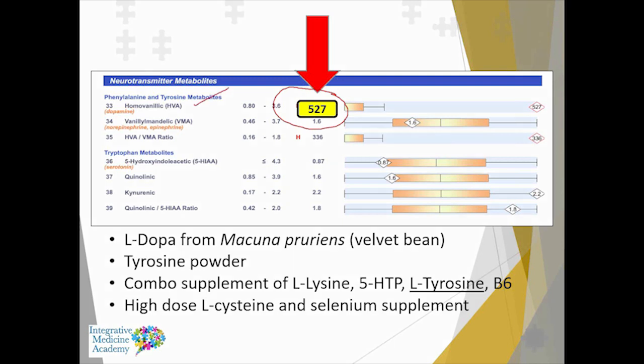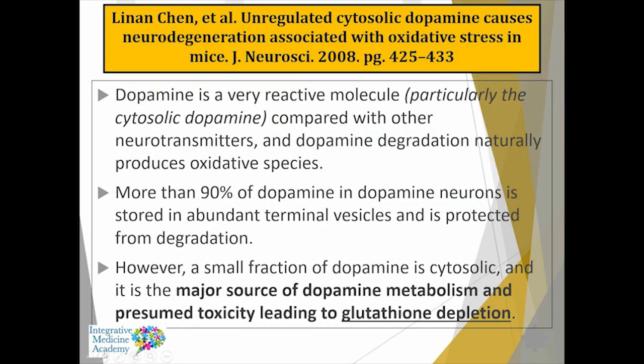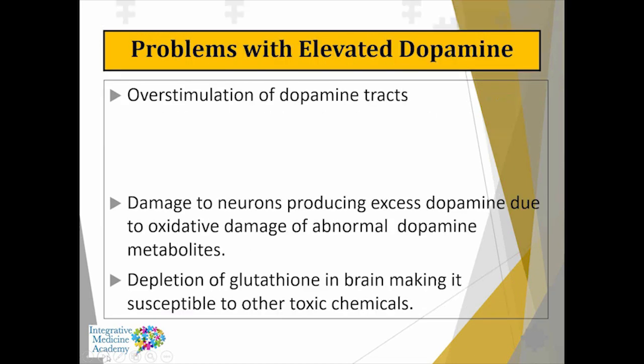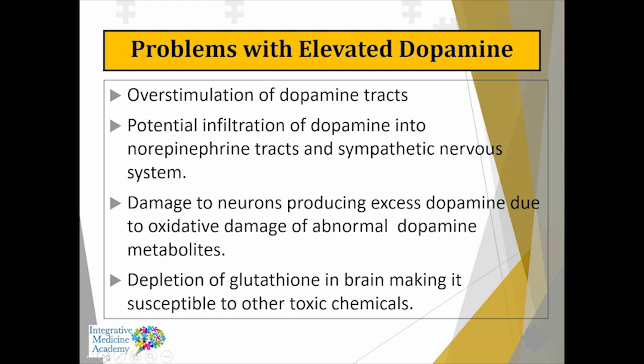Too much dopamine in the nervous system is a problem because it's a very reactive chemical. About 90% of dopamine is stored in what are called terminal vesicles in the neuron, or the nerve cell, but about 10% of it is sitting out in the cytosolic fluid, and a small percentage shift in that 10% is enough to induce a toxic effect. In fact, one of the major effects of dopamine toxicity is the thought that it depletes the biome. Also, elevated dopamine can infiltrate the autonomic nervous system, overstimulating the sympathetic nervous system, the fight or flight response, which drives stress.